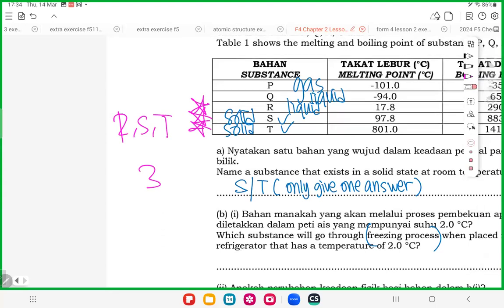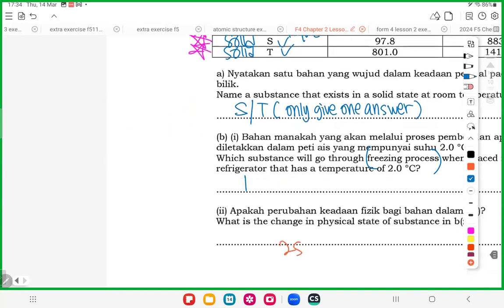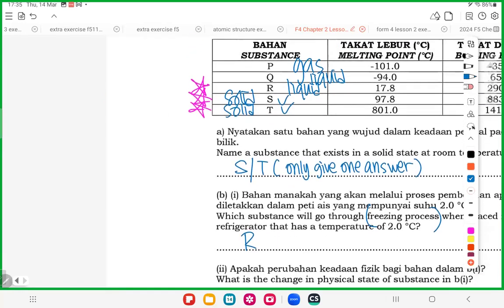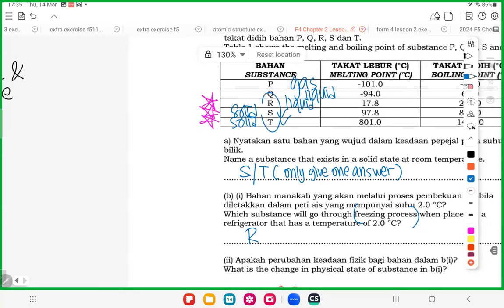Okay, guys, let me tell you. The correct one actually is R only. No S and no T. Why? Let me tell you why a lot of students think there are three answers, R, S, and T.